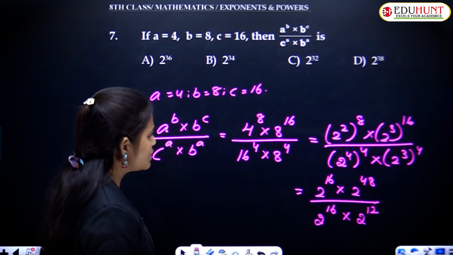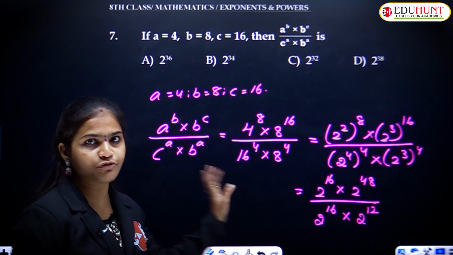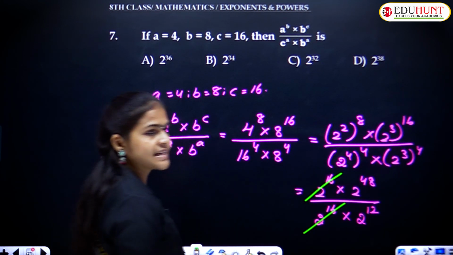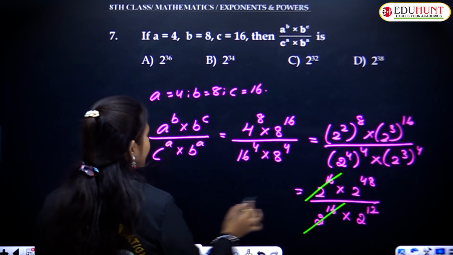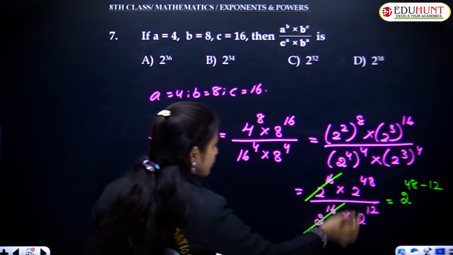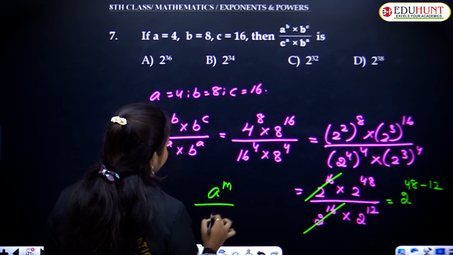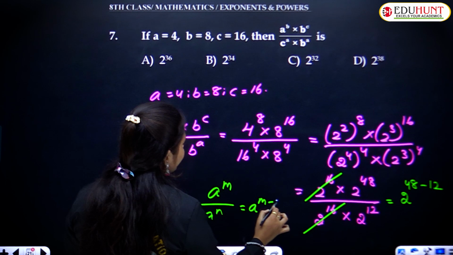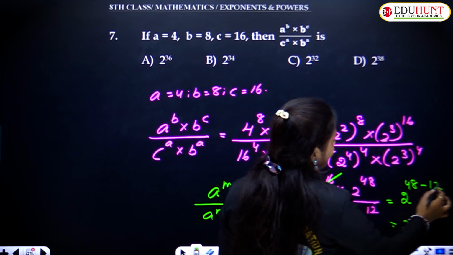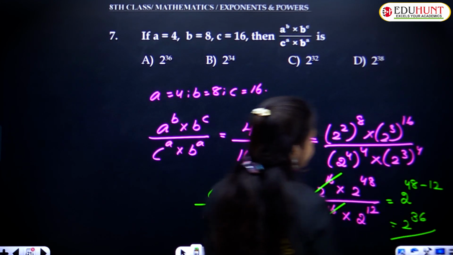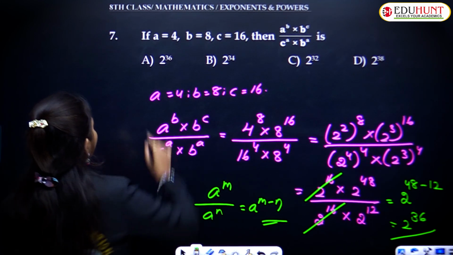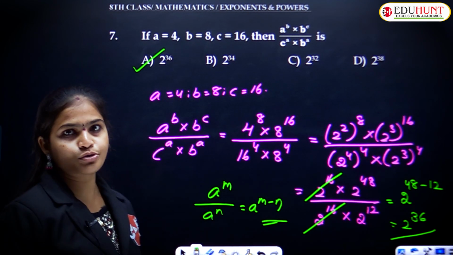Understand? Now cancellations, or else directly by using the a power m by a power n formula also we can use. So here 2 power 16 gets cancelled. The left over is 2 power 48 minus 12. Why? Because what formula did we apply here? a power m by a power n is equal to a power m minus n. So apply that formula here. 2 power 48 minus 12 is equal to 36. So the answer is 2 power 36. Which option is correct here? Yes, 2 power 36, option A is true here.